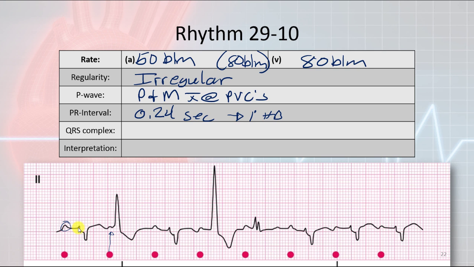QRS complexes. This right here is kind of a weird, funky looking QRS complex. Unfortunately, this whole thing is the QRS complex. So that QRS complex starts out here and ends over here. So that QRS complex is 0.20 second. The PVCs look a little bit more narrow, but the PVCs are 0.12 second. Doesn't mean anything. It just means the normal depolarization of the ventricles is not correct.